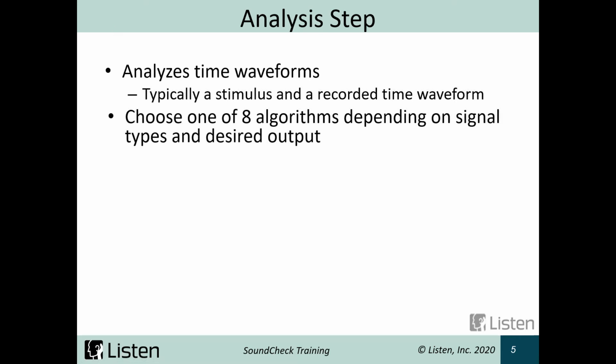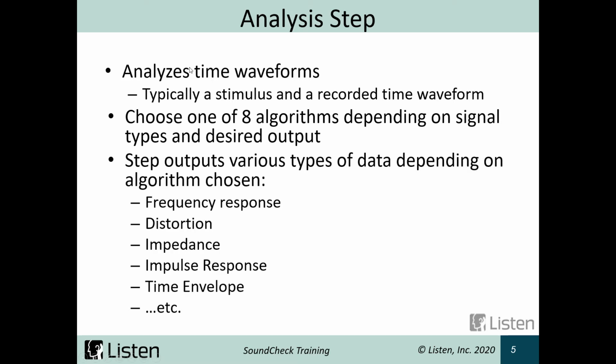When we select an analysis step, the first thing we want to do is pick which algorithm to use. This will depend on the signal type, if I want to use step sine sweep, if I want to use noise, if I want to use a log sweep, and the desired output. As we change the algorithm we're using, the outputs will be different. So some common things that analysis step would output could be frequency response, distortion, impedance, impulse response, a time envelope, etc.